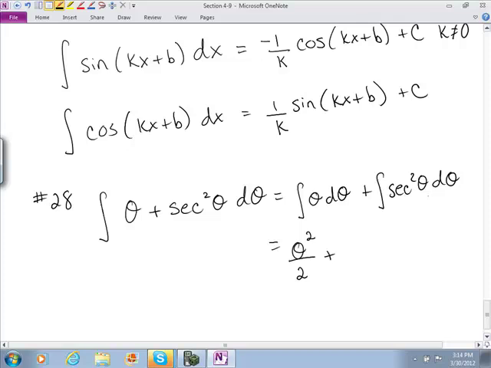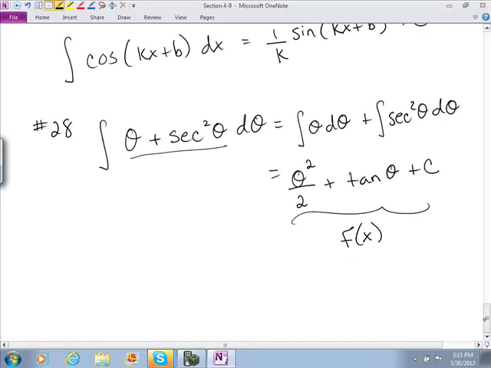Plus, okay, we just learned the antiderivative of secant squared is tangent x, or in this case, tangent theta, and then plus c. Remember, you can always check. If you take the derivative of this, which is big F of x, if you take the derivative of that, you will get your integrand if you did it correctly.